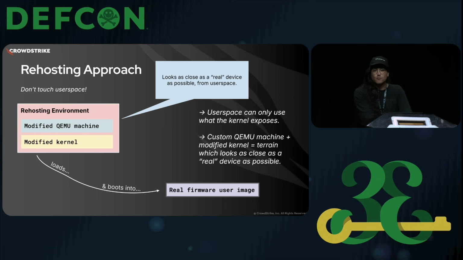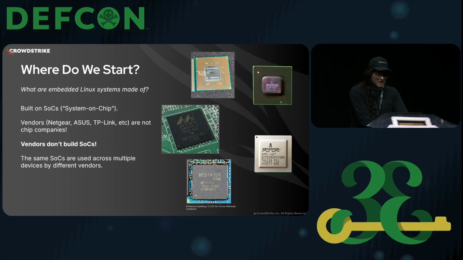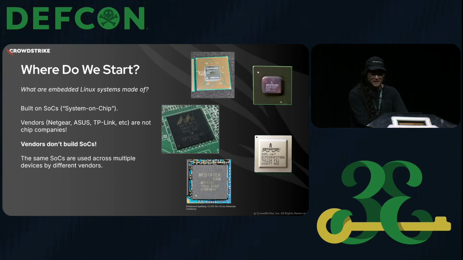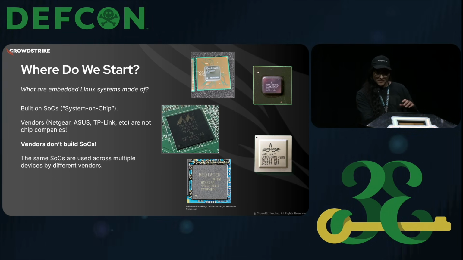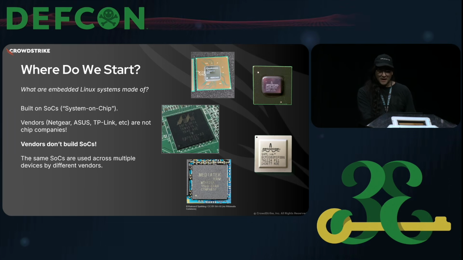The question is then, where do we start with something like this? All embedded Linux systems are running the Linux kernel, but they're running a Linux kernel built for a particular system on chip, or SoC. A SoC is just a bundle of CPU, memory, and other peripherals, things like networking, storage, bits and pieces. It depends on the SoC.